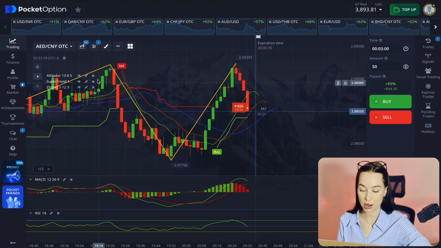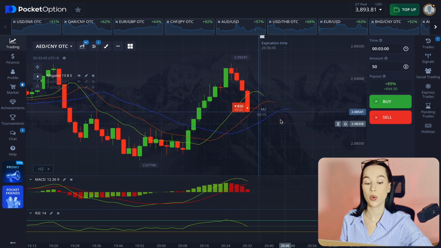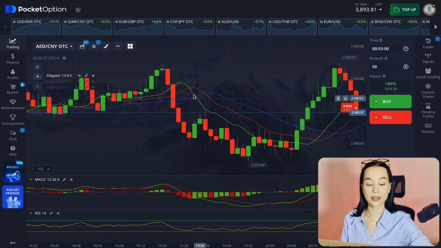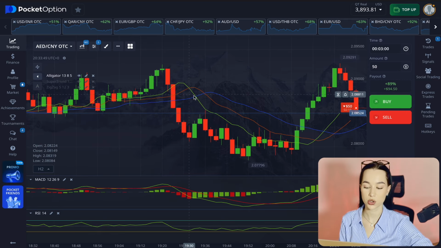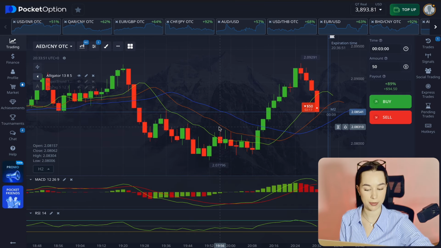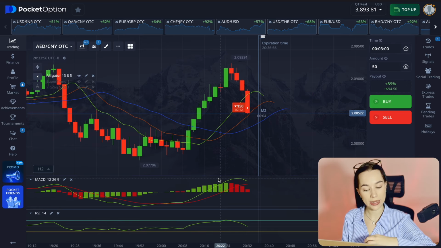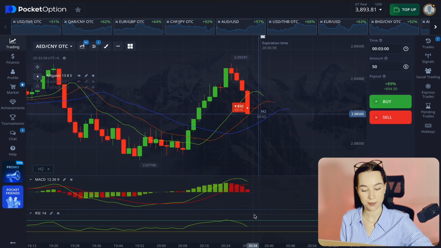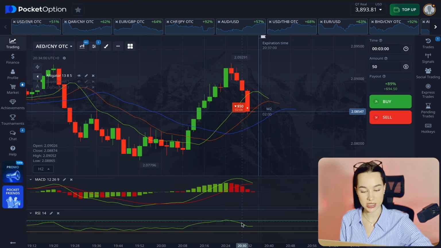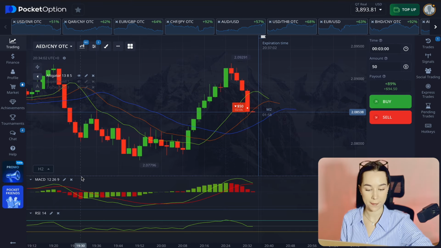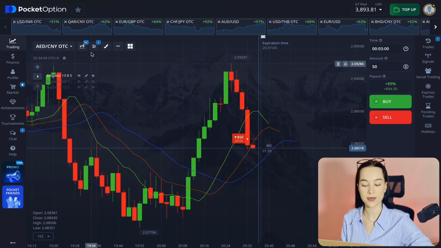So the Alligator consists of 3 moving averages, jaw, teeth, and lips, that show whether the market is trending or in a flat phase. So if the lines are crossing each other, the market is sleeping, that's flat. So you need to avoid entries here. If the lines are opening wide, a trend is starting. If you also see that the price is above these lines, you need to open a buy trade. If you see that the price is below the lines, you need to click on sell. So the wider the alligator's mouth, the stronger the trend.